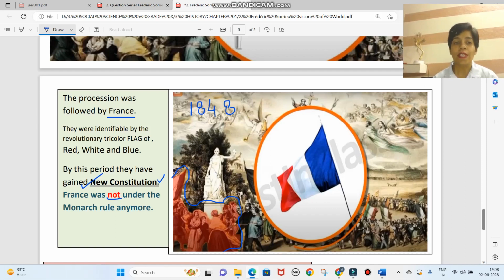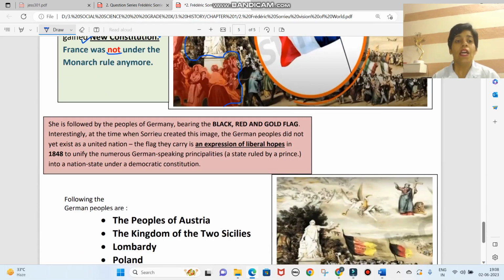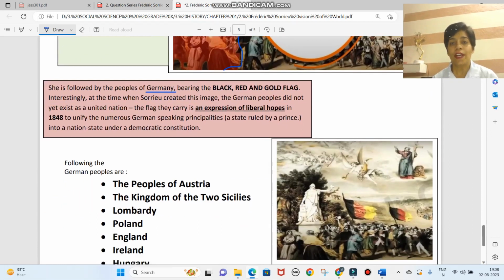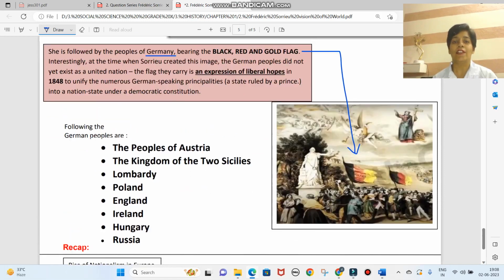Here we can see that the people of France are identifiable in the picture by the revolutionary tricolor flag of red, white, and blue. After France came the turn of Germany, which is bearing the flag of black, red, and gold.